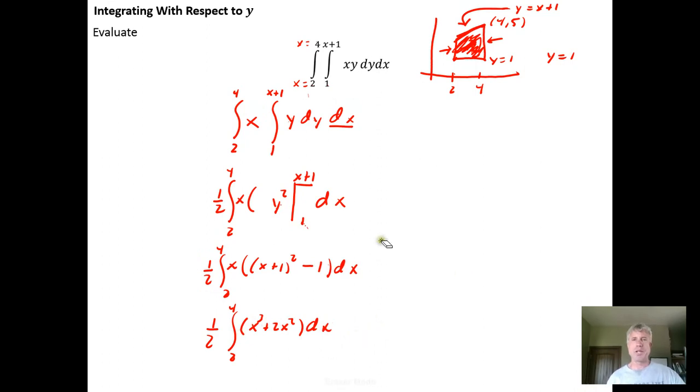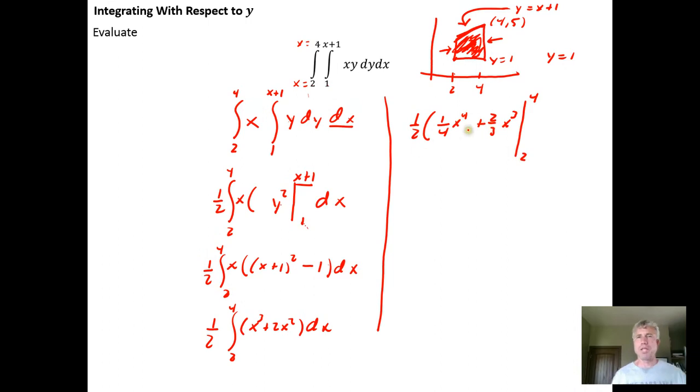I'll bring it over here. And now this is just an integral with respect to x, a standard single variable integral. Go ahead and integrate it. So the antiderivative of x cubed is going to be 1/4 x to the 4th plus the antiderivative of 2x squared is going to be 2/3 x cubed. And your bounds of integration are running from 2 to 4. Plug your upper limit of integration in.